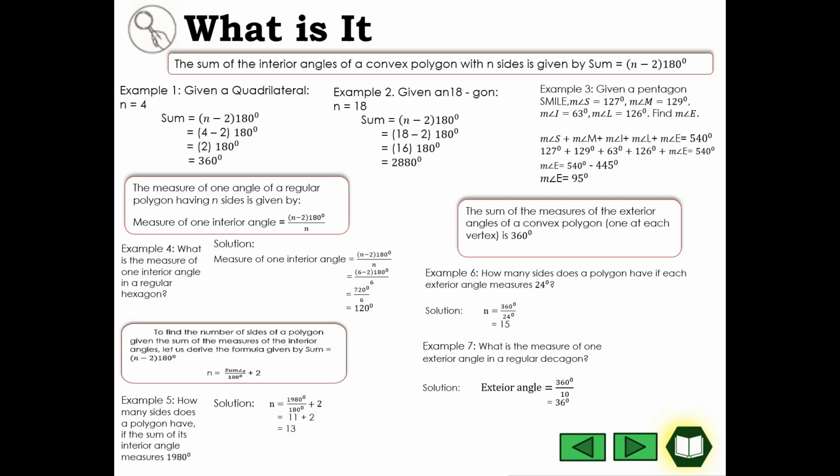All right. So there you are. I hope you do understand our lesson about the sum of the interior angles, the measure of one interior angle of a regular polygon, and the measure of an exterior angle, and finding the number of sides given the sum of the interior angles or the measurement of an exterior angle of a regular polygon.